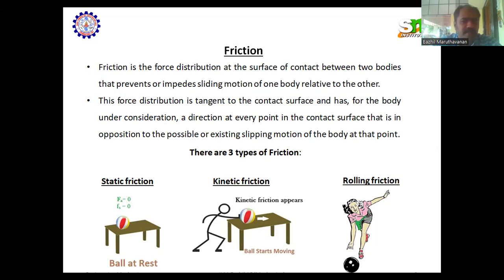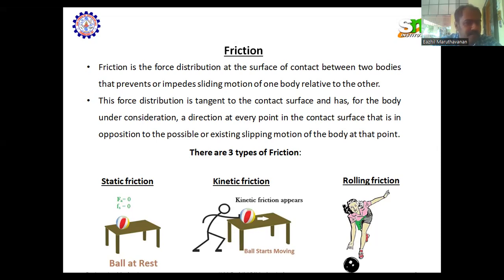In static friction, there is no external force applied on the object, so it remains at rest. In some cases, the applied force is lesser than the frictional force, and the object remains at rest. The condition of that particular object is also known as static friction.